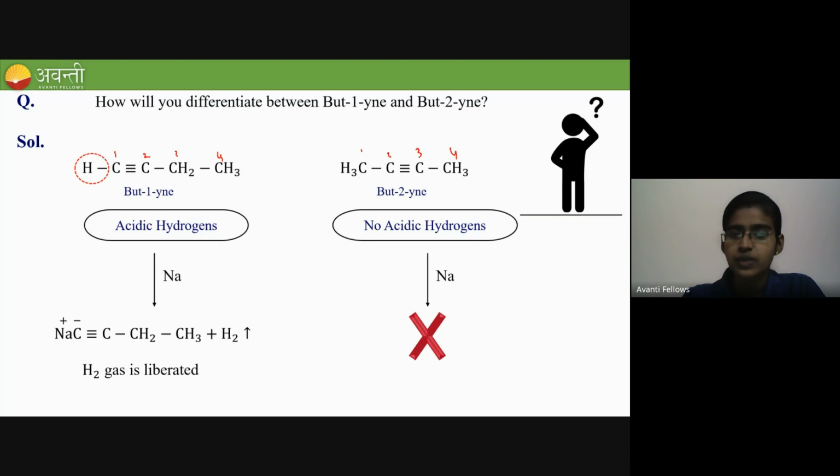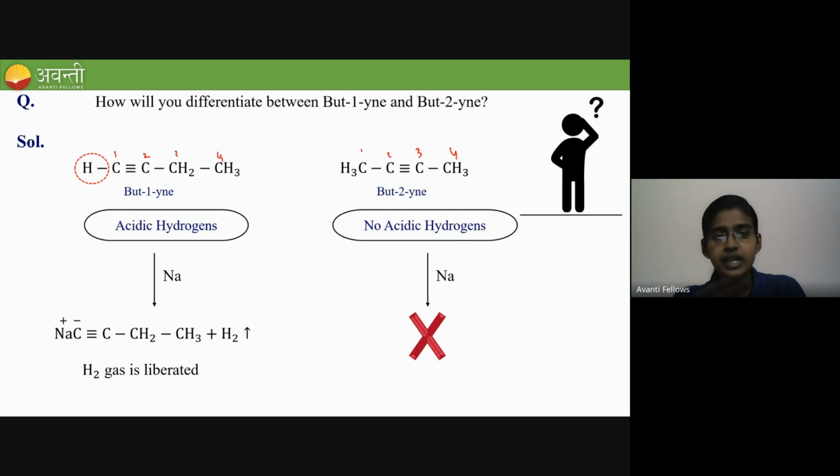So that's why the reaction will not happen and no hydrogen gas is evolved out. Got it? So this is how you will differentiate. If you are getting hydrogen gas evolving out from your container, that is your test tube or beaker, you can tell that this compound is butyl-1-yne.